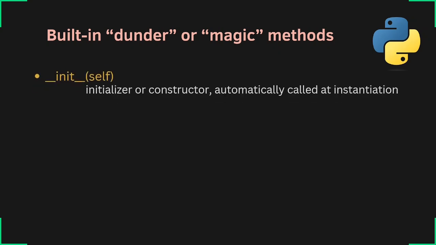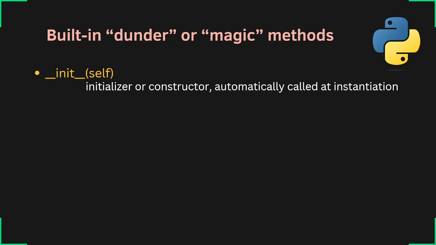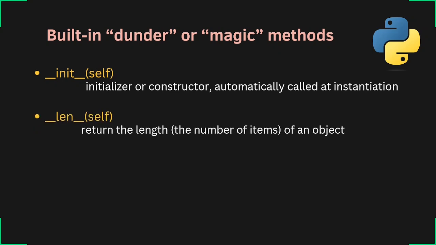The first is the init method, that stands for initialization. It initializes a new instance of a class. It's also called a constructor method. This method is automatically called when we try to create an object out of a class definition. The other is the len method that returns the number of items of an object. For example, when you have a list, calling the len function that we already know is equivalent to calling the dunder len method on the same object.